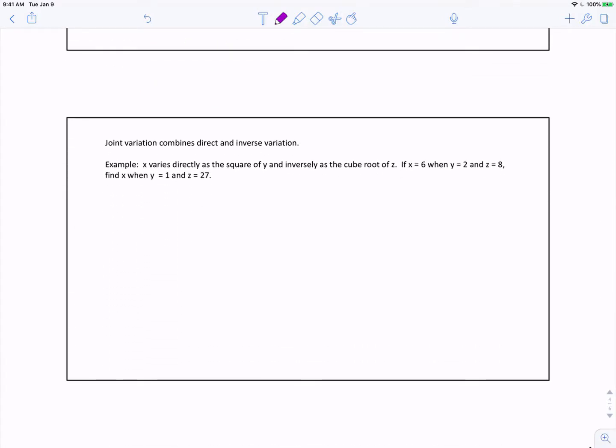Finally, joint variation. Joint variation combines direct and inverse variation. Here's an example. X varies directly as the square of y. Let's just start writing that down. X varies directly as the square of y, and inversely as the cube of z. Inversely means that term goes on the bottom.